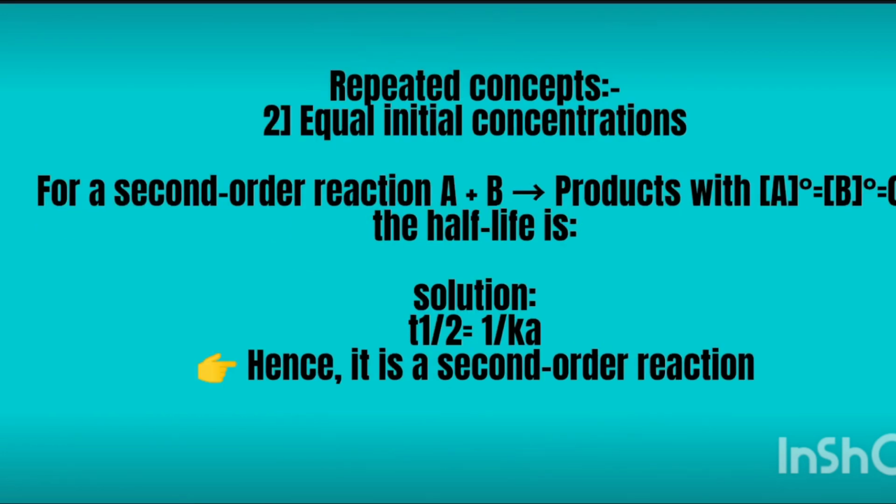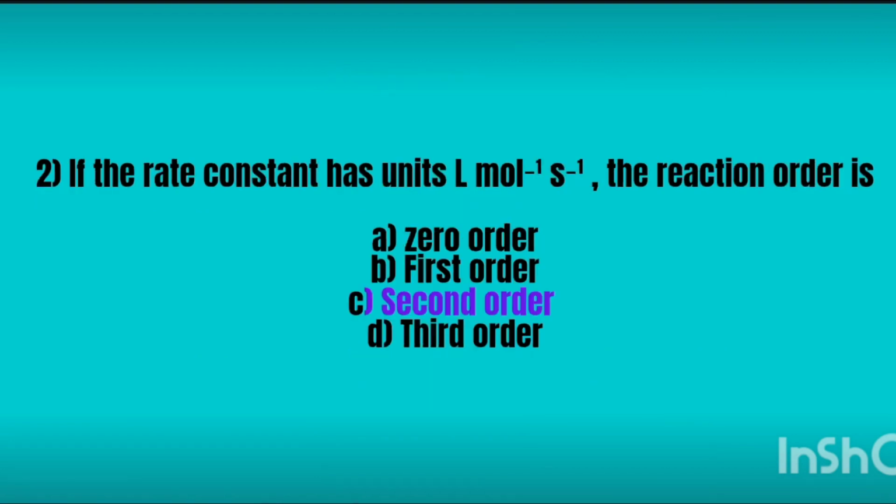We'll go to next. Next is equal initial concentration. For a second order reaction, A plus B gives rise to product with A naught equal to B naught. The half-life is? Solution: for second order reaction with equal initial concentration, the formula is always t half is equal to 1 divided by Ka. So it is second order reaction. We'll see the next question.